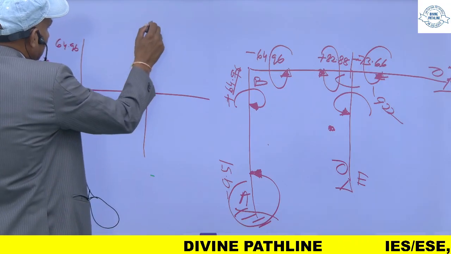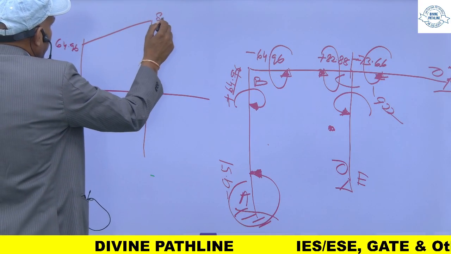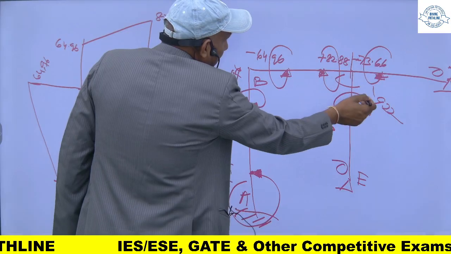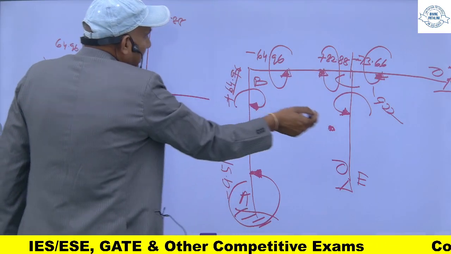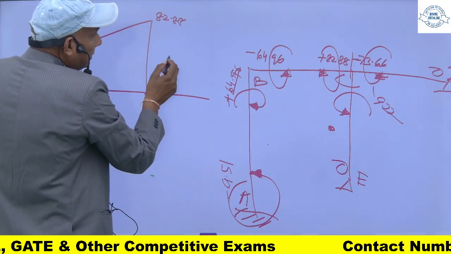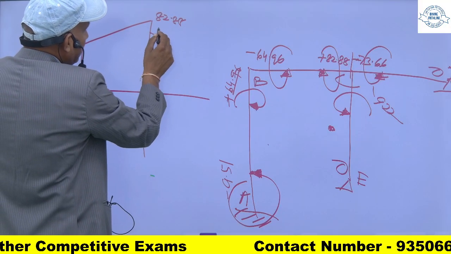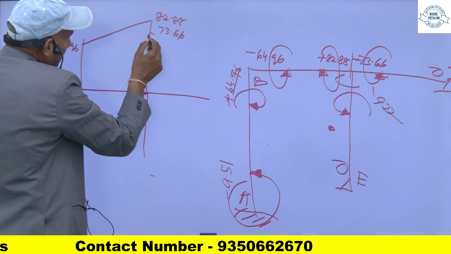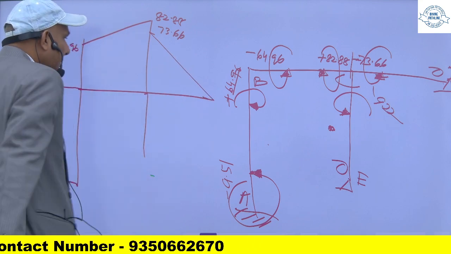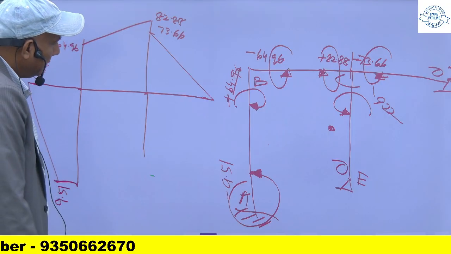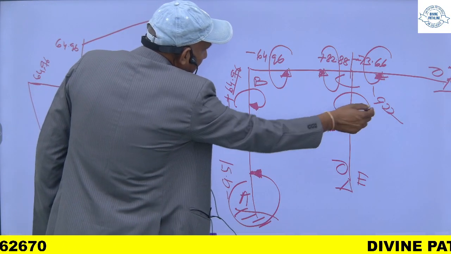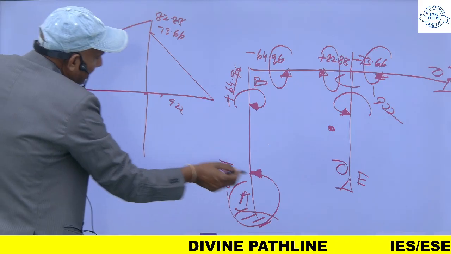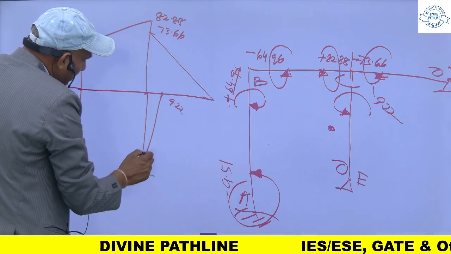So suppose this is 82.88, I will make in the direction of the arrow. This is 73.66, and direction of the arrow is outside. So this is 73.66, and at this point it is 0. So it will be like this. And if you see from here, the direction of the arrow is these directions. So this will be 9.22, and at this point it is 0.